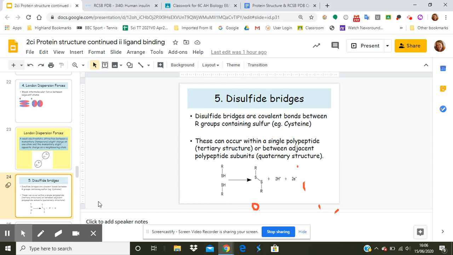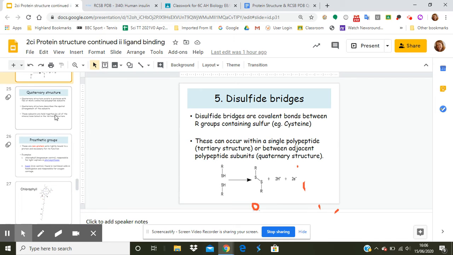Finally, something new for everybody is called disulfide bridges. They're formed when you've got the R group of an amino acid like cysteine, and it forms a covalent bond between the two sulfurs. And that's quite a strong bond there.